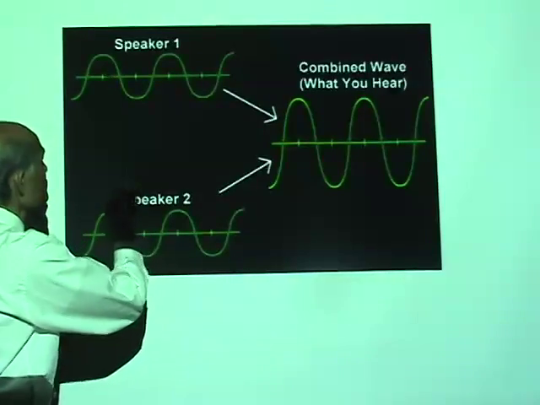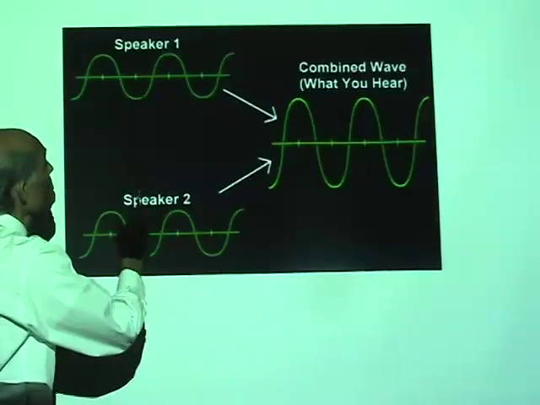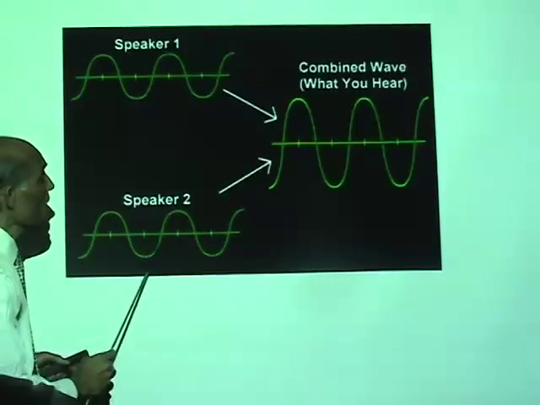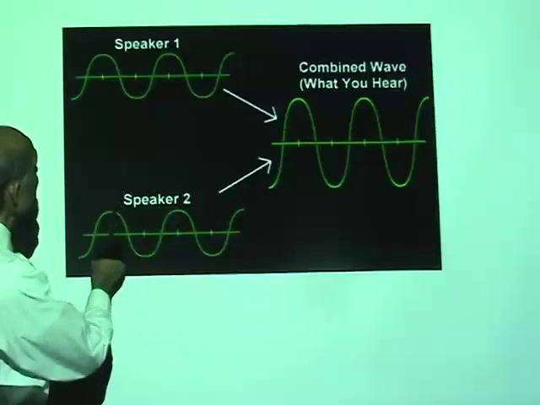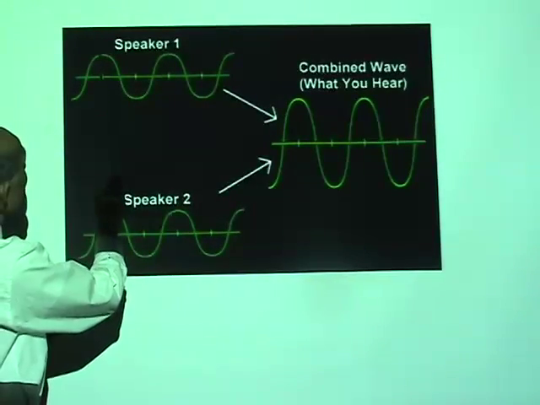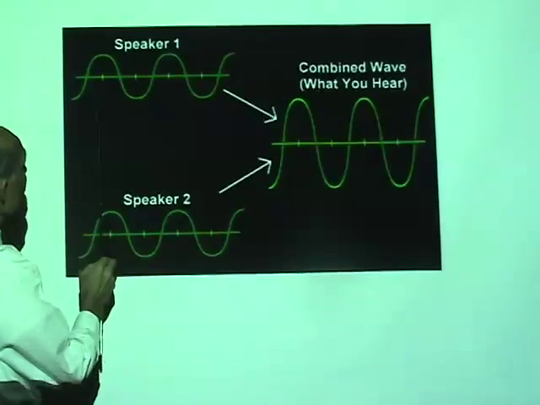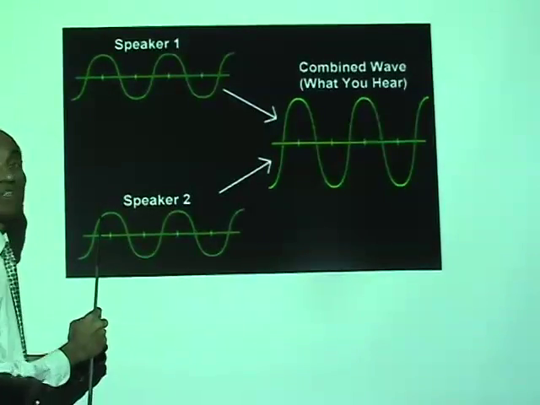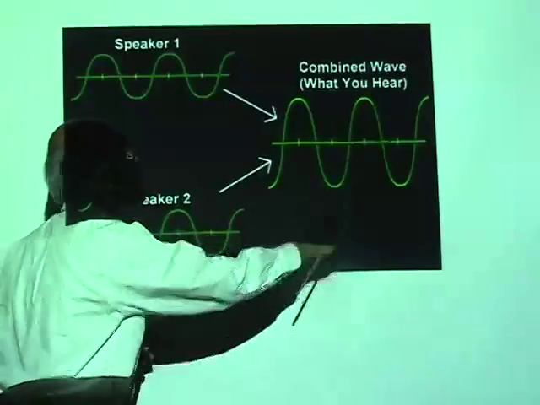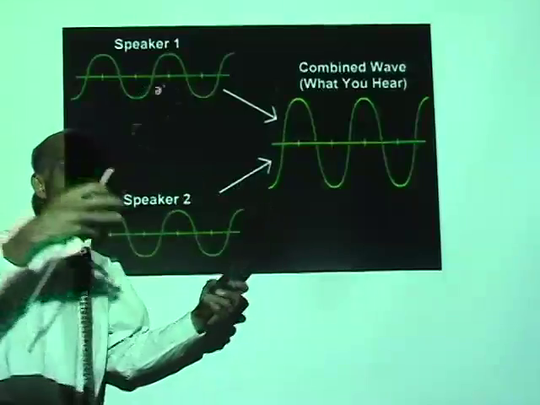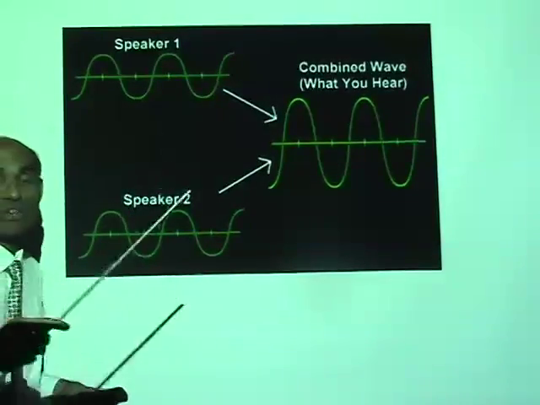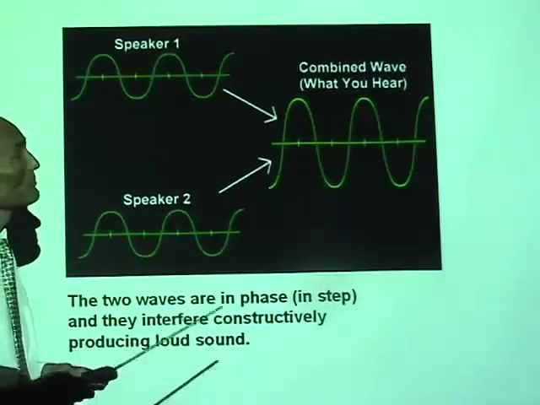Now here, these are the sound waves coming from speaker 1, and these are the sound waves coming from speaker 2. You can see here my aluminum pointer. The compression of waves from speaker 1 falls on the compression of the waves from speaker 2. What's the result? The result is a big wave or a loud sound. So at points where this happens, you hear a loud sound.